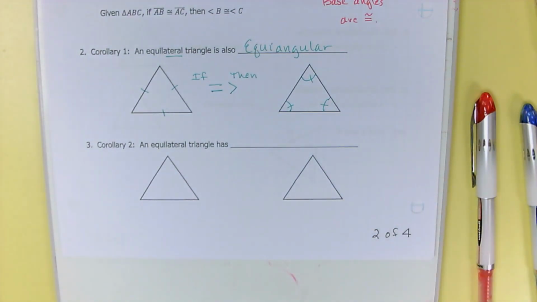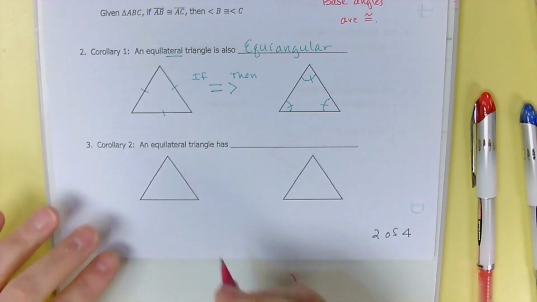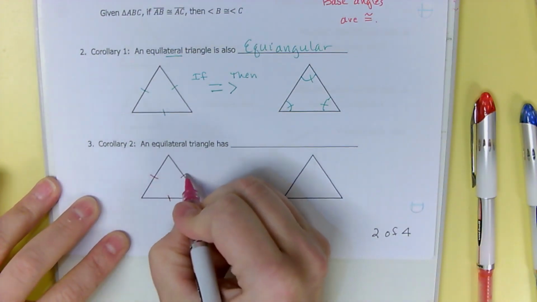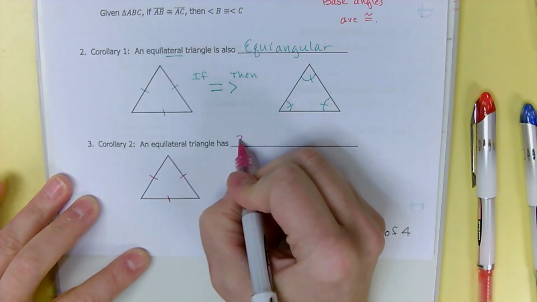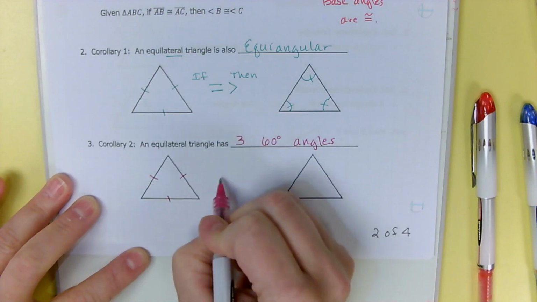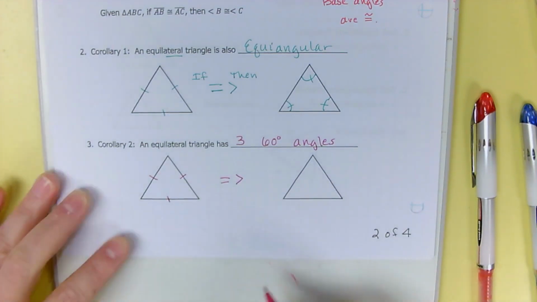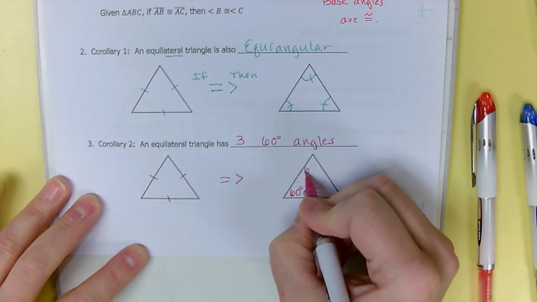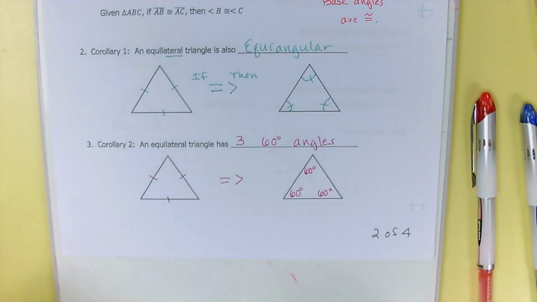All right, and here's another corollary. It says an equilateral triangle, so again, we're dealing with sides that are the same, has three 60-degree angles. So if the sides are the same, all three angles are 60 degrees: 60, 60, 60.